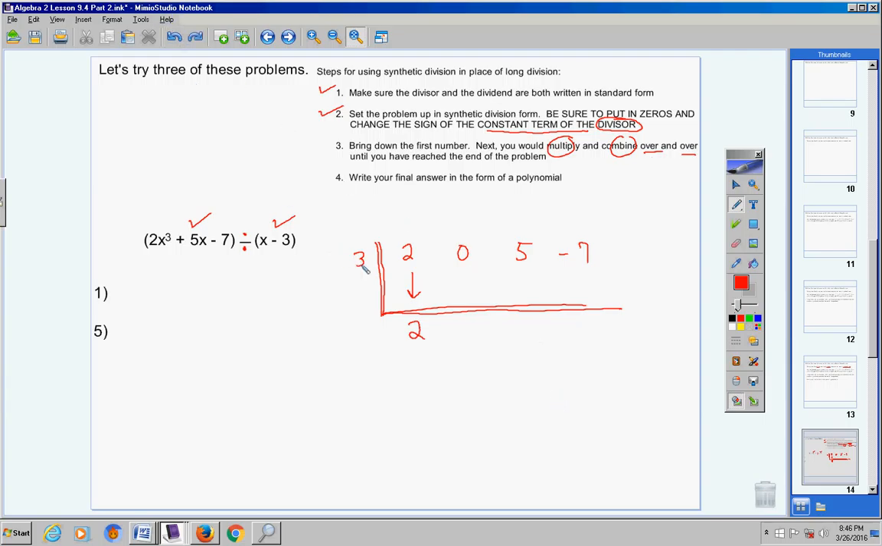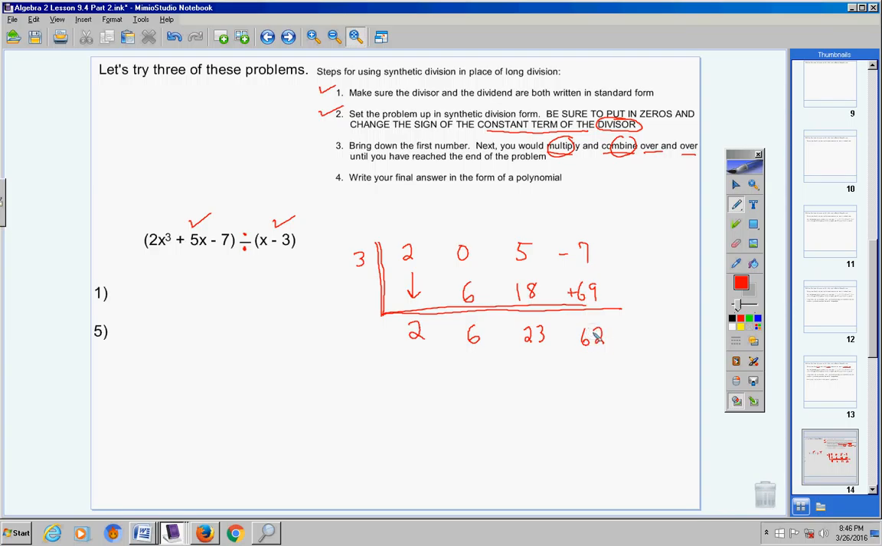Watch this. 3 times 2 is 6. That's your multiply. We multiply and then what? Combine. So combine these two numbers and you get what? Combine means they're like terms. 0 plus 6, 6. Now we do what again? Multiply. 3 times 6 is 18. Now what? Combine. 5 plus 18 is 23. What next? Multiply. 3 times 23, 69. What next? Combine. -7 plus 69 is 62.